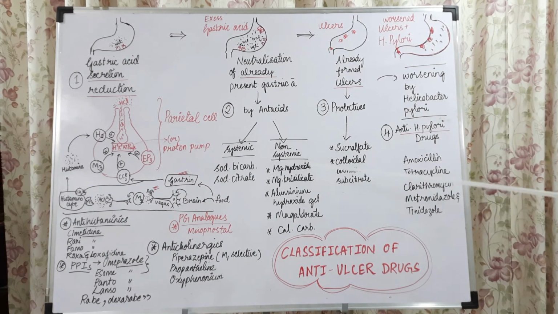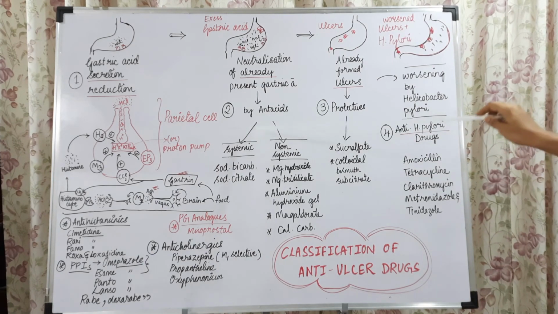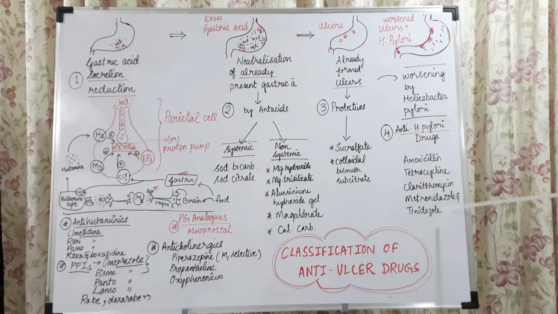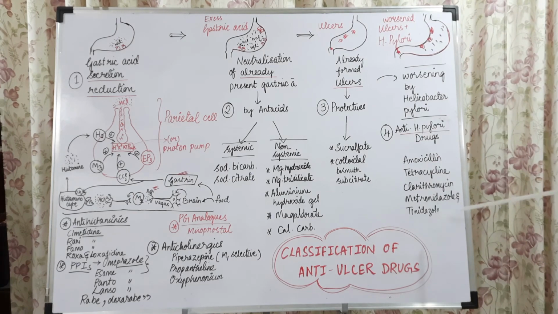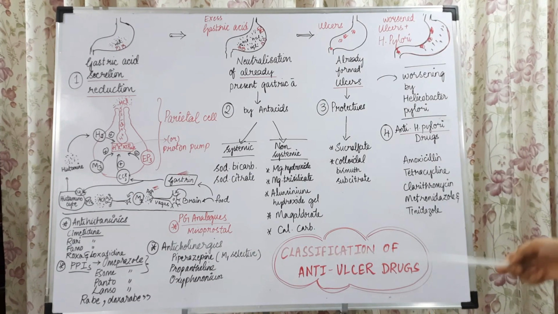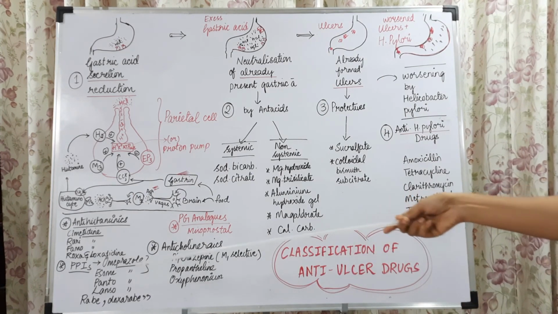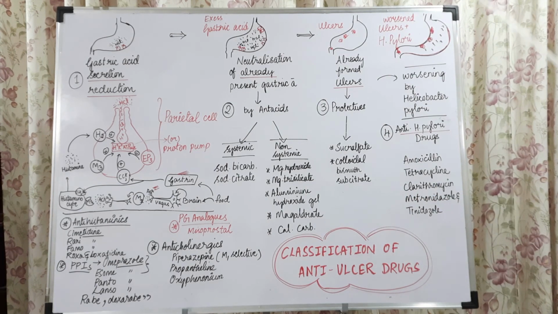We can see that the antacids are used in combinations, and Helicobacter pylori drugs or these antibiotics are used in combination with proton pump inhibitors to curb the ulcer aggravation.